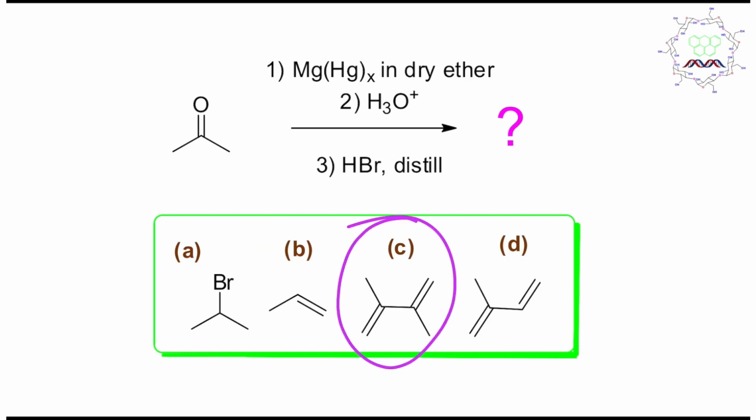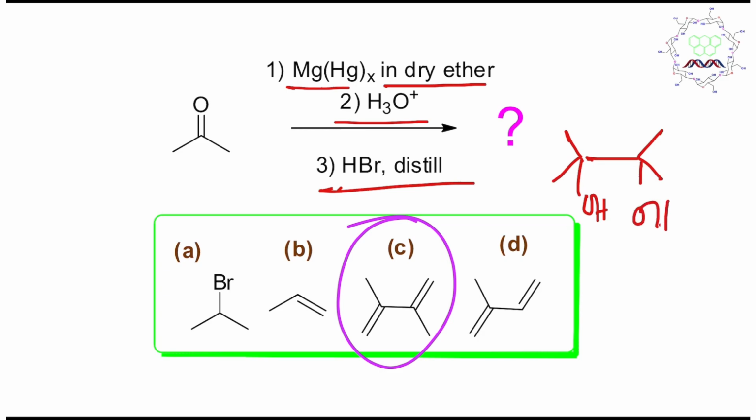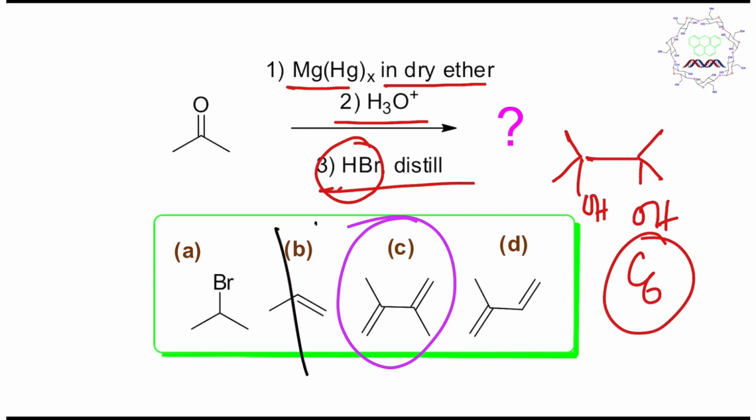But a question: if you don't know the role of the last step, how can you come to the right answer? See, magnesium amalgam in dry ether then water, this is a pinacol formation. That's true. So in this context, I suggest you, student, just write your product. This is pinacol. Fine. So can this pinacol react with HBr and produce option A or B? No, it's actually 3 plus 3, a C6, 6 carbon species, so it cannot form this 3 carbon thing, so these two options are gone. Now option D and C.